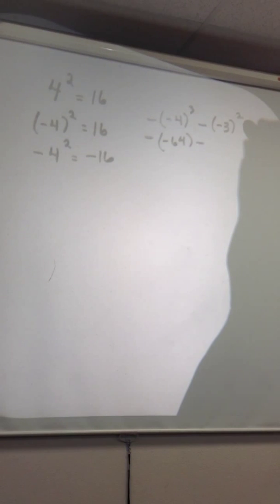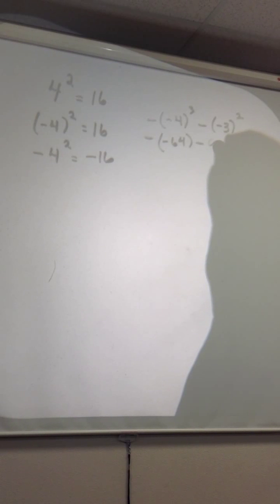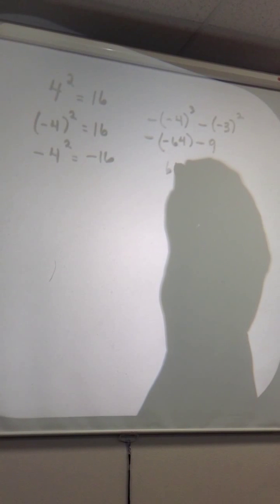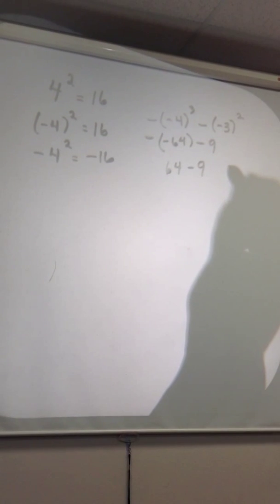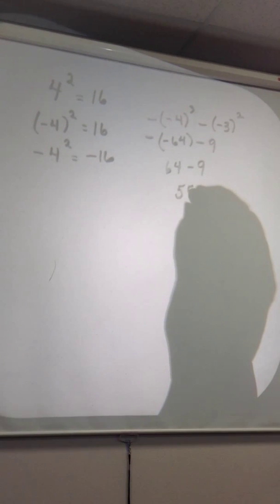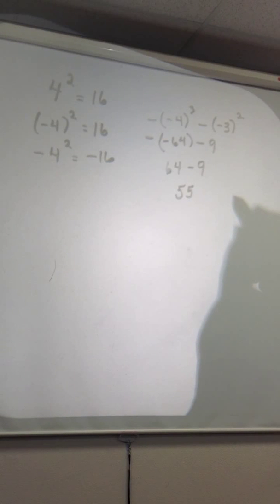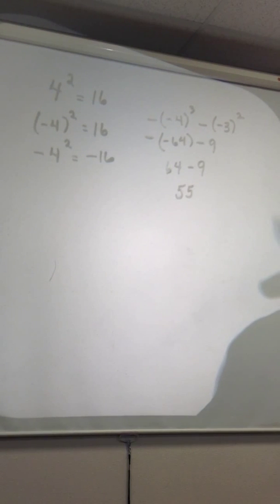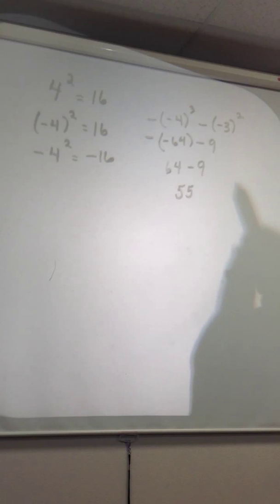What's that going to be? 9. Right. Okay, so the opposite of negative 64 is 64, minus 9 is 55. Wouldn't that be a negative 9 because it's the negative 3 in the parentheses? But it's squared. Yeah, but it's in the parentheses, so it's negative 3 times negative 3, which equals positive 9. Okay, this negative comes from here. Okay? All right, let's look at another one.